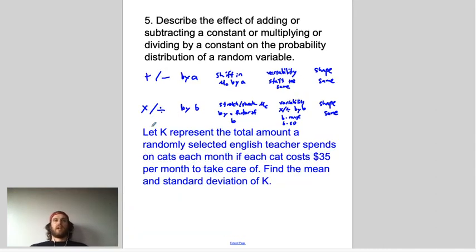Let K represent the total amount a randomly selected English teacher spends on cats each month to take care of them. If each cat costs $35, find the mean and standard deviation of K. All right, let's go ahead and get started. So this is how we show our work for these. The mean of the random variable K is equal to the mean of, so basically you need to know that if each cat costs $35 to take care of a month, then the amount that you're paying to take care of cats is 35 times the number of cats that you have. But the number of cats you have follows the same probability distribution, so basically K is dependent upon C. So we would say this is equal to 35 times C.